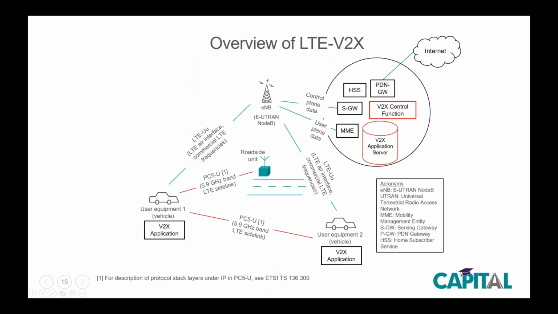On this slide, you can see an overview of LTE vehicle to X. In addition to the interfaces present in the usual LTE, there is also the LTE sidelink communication, which can be used to transfer data between vehicles or between vehicles and roadside units. In addition, the operator core network includes functionalities that are not present in regular LTE, for example, the vehicle to X control function and the vehicle to X application server.